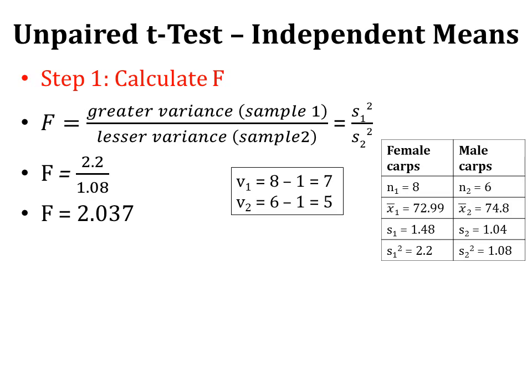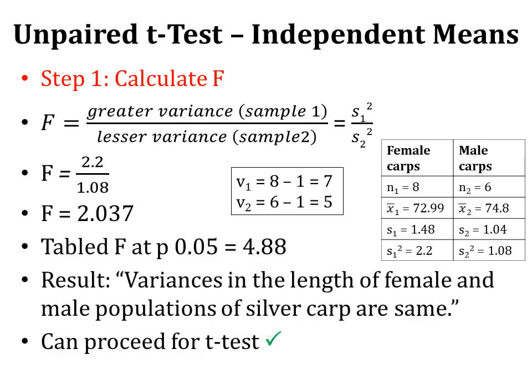Now we have calculated the degrees of freedom, and it is time to consult the F distribution table. The table value of F at probability 0.05 is 4.88. We can see that our calculated value is less than the table value at probability 0.05. So we are going to accept our null hypothesis for the F test, and say that variances in the length of female and male populations of silver carp are the same. So we can proceed to the t-test.